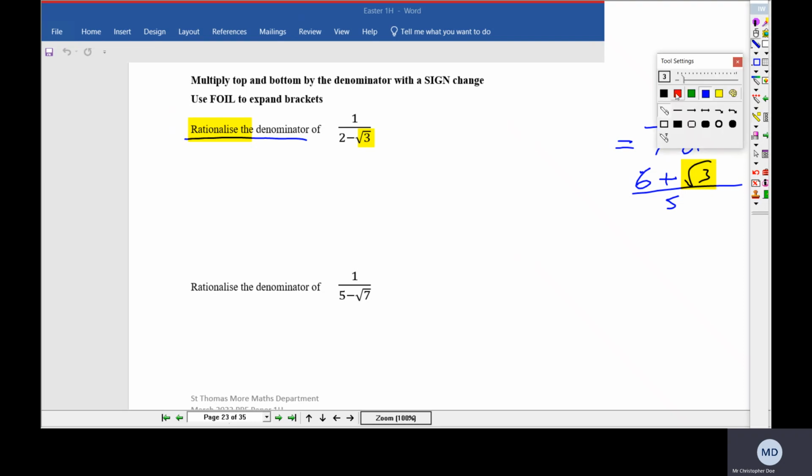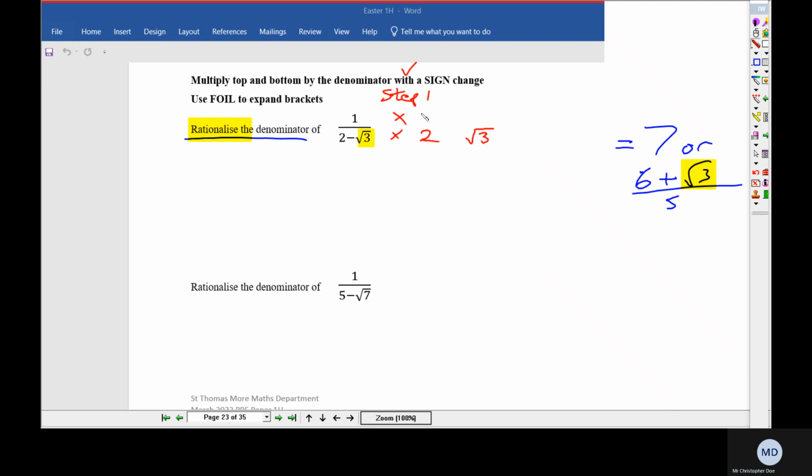Right, let's try. So step 1, for 1 mark: your first mark is to multiply the top and the bottom by the same thing. You multiply the top and the bottom by 2 again, and by root 3 again. But the one difference is that rather than the minus sign in the bracket, you need to swap the sign for a plus. So the sign change is the one important thing.